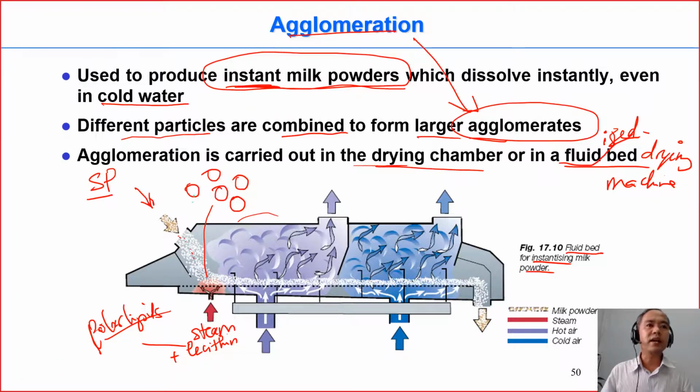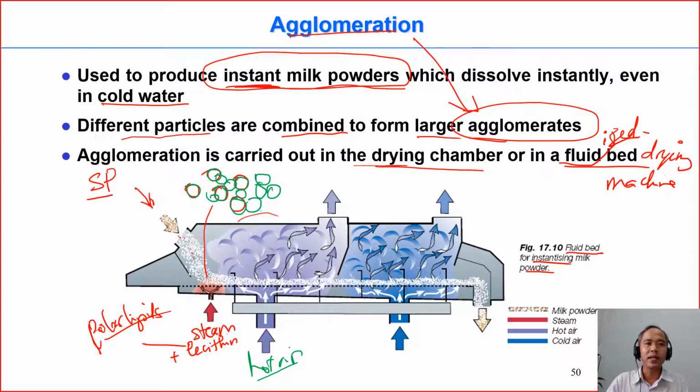Now the surface of the particles becomes wet, and when the particles become wet, they stick together. Then they use hot air to dry them again, because we already wet them a little bit. If we don't dry it, the water activity will be high and this powder cannot be stored for a long time anymore. So after being wetted, the particles are dried again.